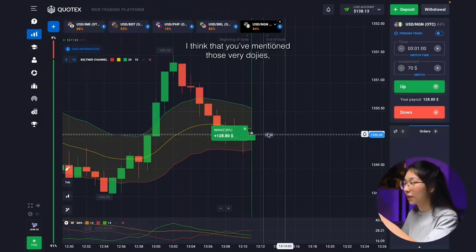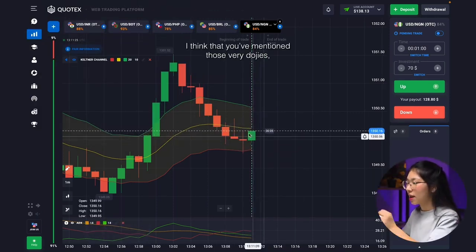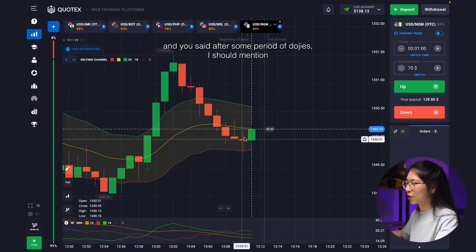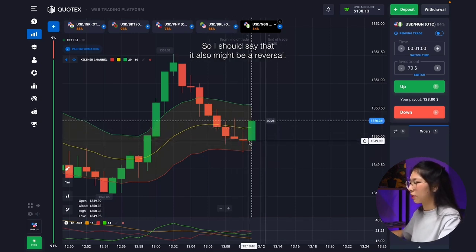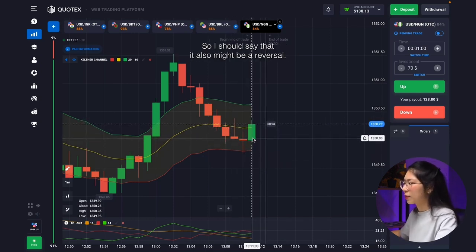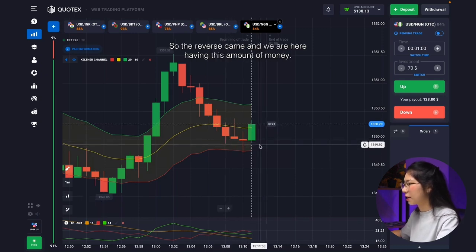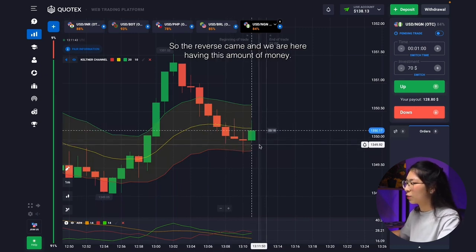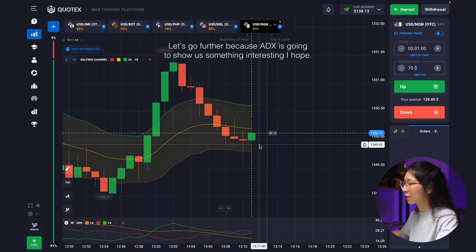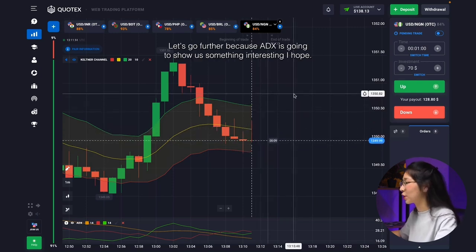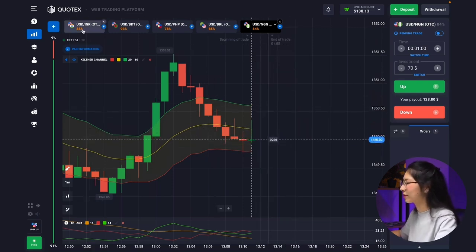Did you see that? I think that you mentioned those were dojis, and you said after some period of dojis I should mention also that it was a pullback in the channel itself. I should say that it also might be a reversal, so the reversal came and we're having this amount of money. I think it was also an interesting case. Let's go further because the ADX is going to show us something interesting, I hope.